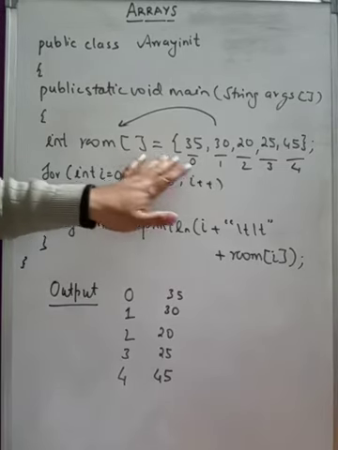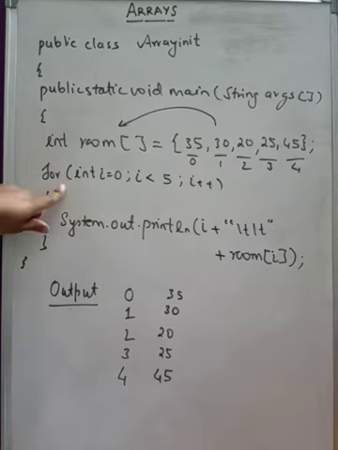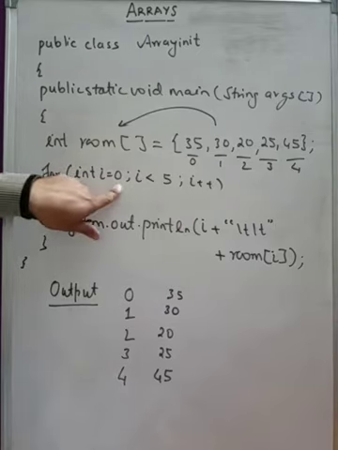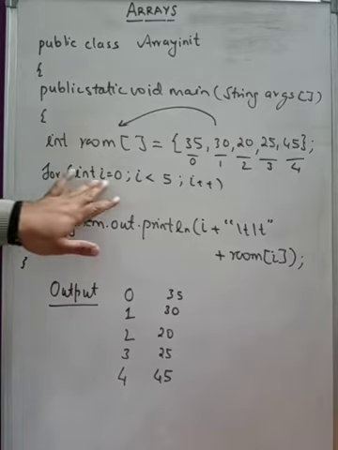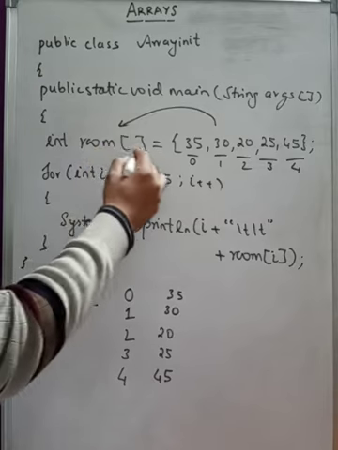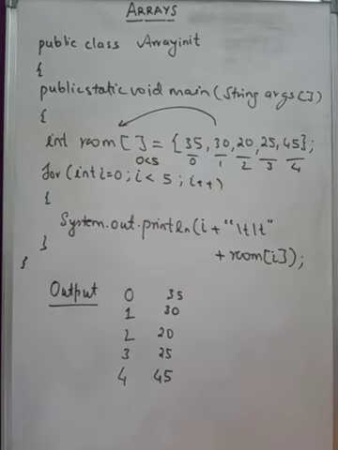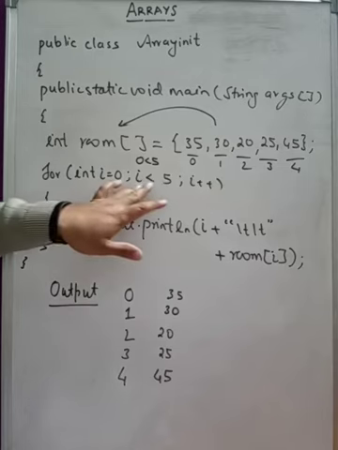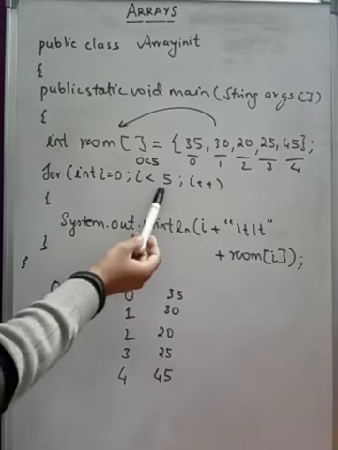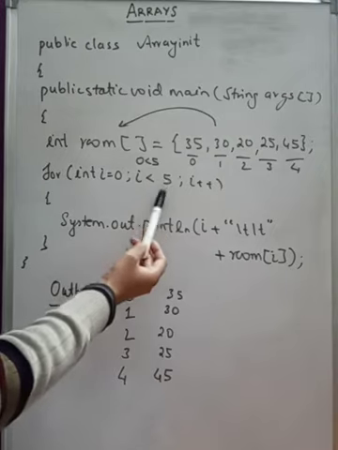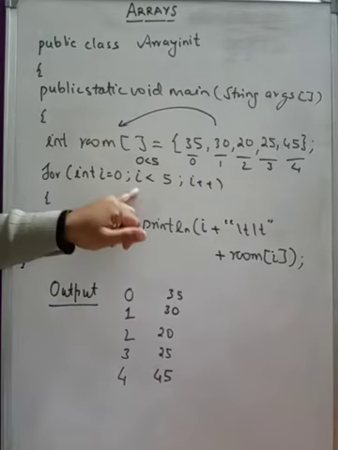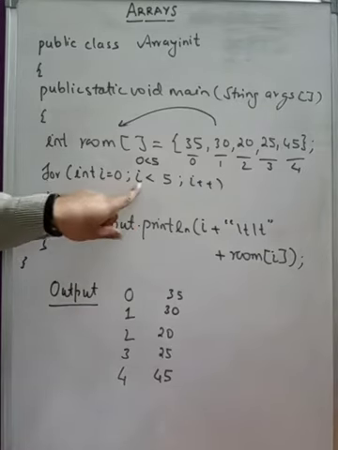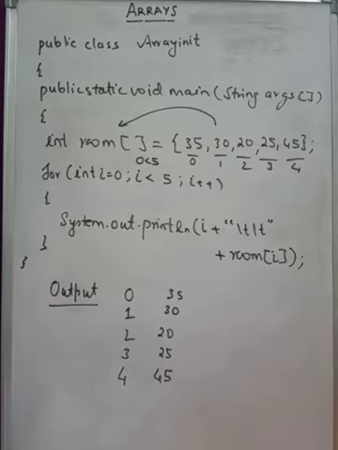For the index number we have taken a for loop and initialized the value equal to 0. Why have we initialized it with 0? Because the indexing of an array always starts with 0. So int i equal to 0, and the condition will be checked: i less than 5. Why is the condition i less than 5? It should not run for index number 5, because index number 5 is not available here. So i less than 5 means that until the value of i is equal to 4, this program will run.